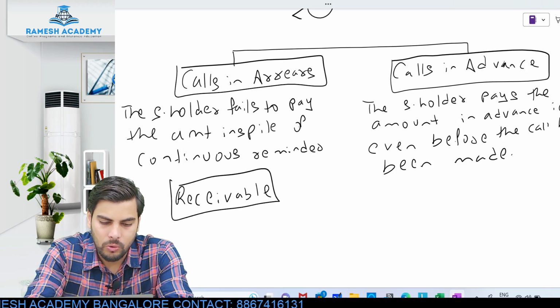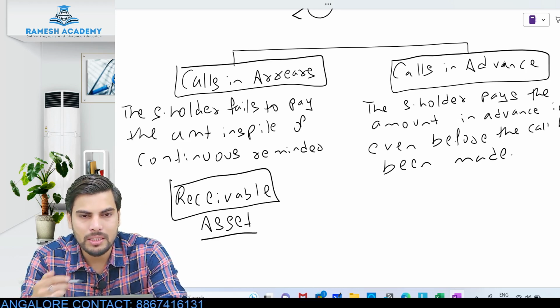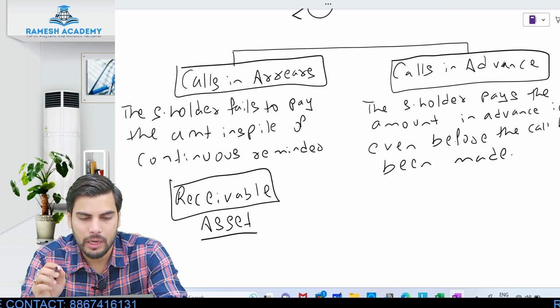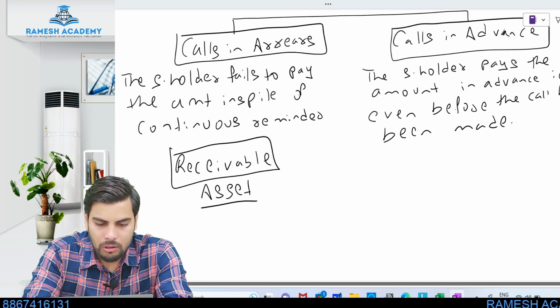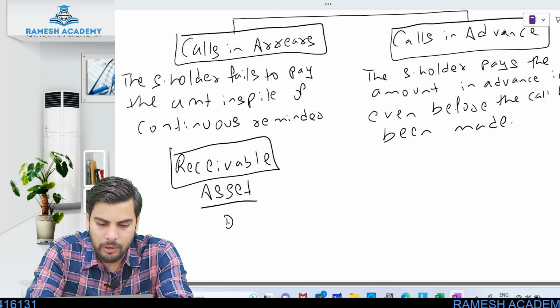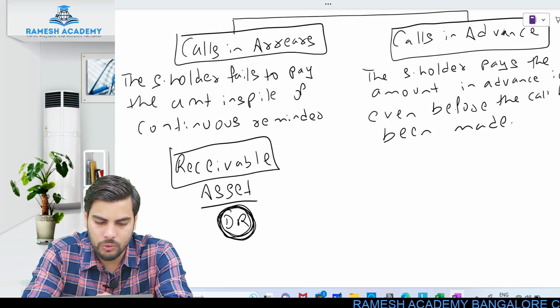Okay, so this is an asset. Any receivable will be an asset. And what about an asset? Does it show a debit balance or credit balance? Asset will always be showing a debit balance. Therefore, this particular calls in arrears, we just need to debit it. Okay, so calls in arrears, what are we supposed to do? We just need to debit it.